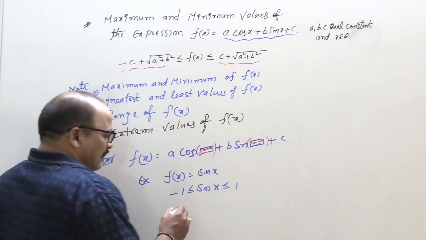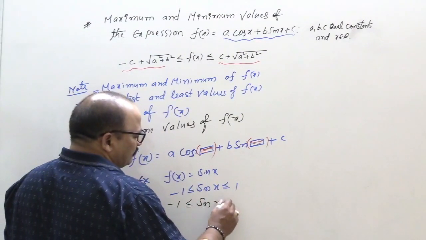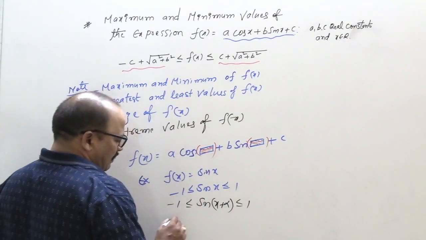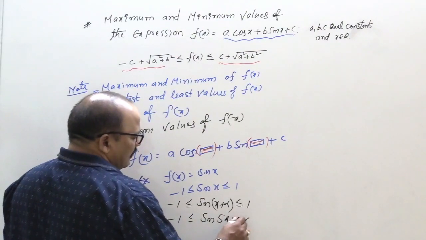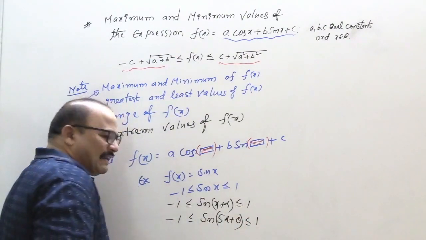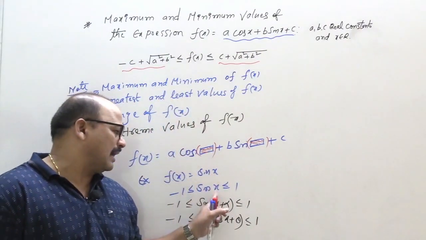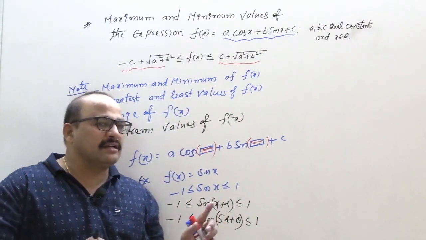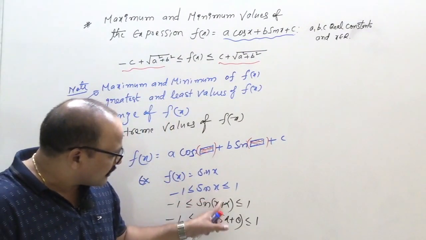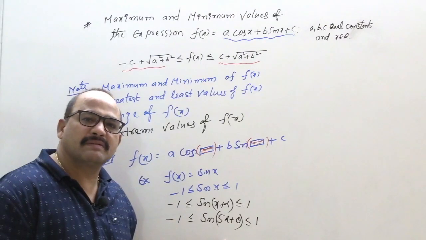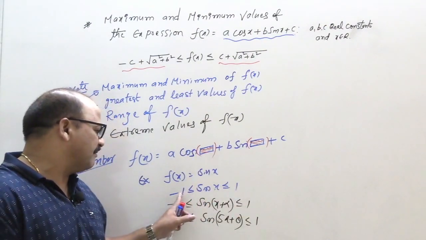Next, minus 1 is less than or equal to sin of x plus alpha, which is less than or equal to 1. Minus 1 is less than or equal to sin of 5x plus theta, which is less than or equal to 1. Whatever number you multiply in the angle, it does not affect the answer. Irrespective of this angle, you have nothing to worry about, students. So what is the maximum value and minimum value? Maximum value 1, minimum value minus 1.